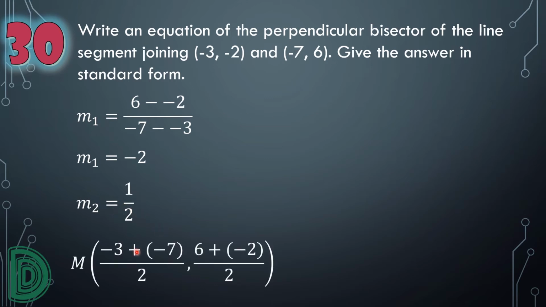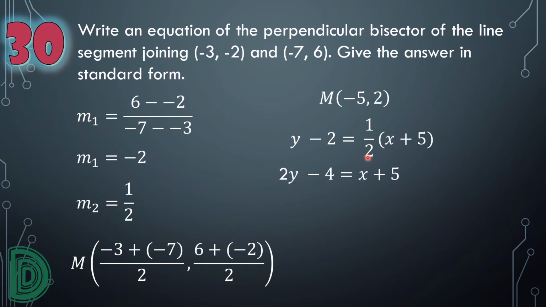Solving for the midpoint, we have negative 3 plus negative 7, that's x sub 1 plus x sub 2 over 2, y sub 1 plus y sub 2 over 2. So the midpoint of the segment is at negative 5, 2. We have the midpoint and the slope. We're going to use the point slope form. So that's y minus 2 equals 1/2 times the quantity x plus 5.